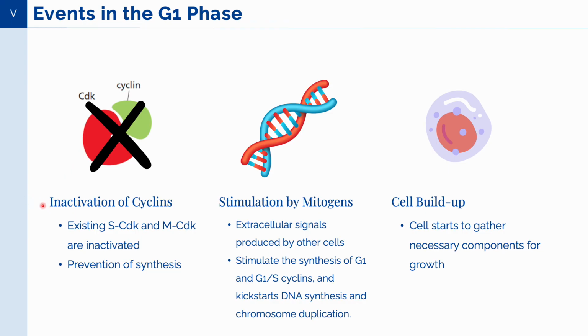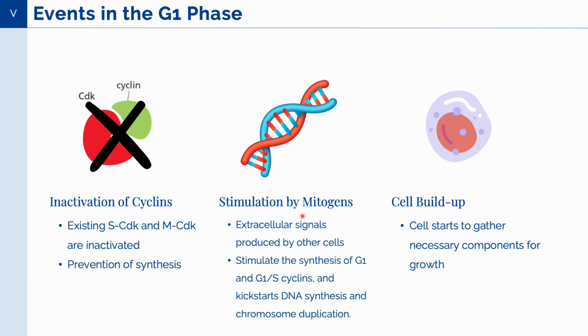First, we have to have the inactivation of our different cyclins. In order for a cell to proceed to the G1 phase, the M phase has to be stopped. And here, the existing S-CDK and M-CDK complexes are inactivated. At the same time, there is also the prevention of synthesis of the new cyclins.